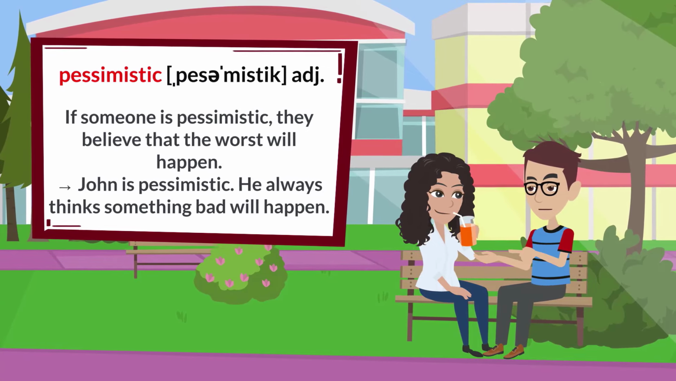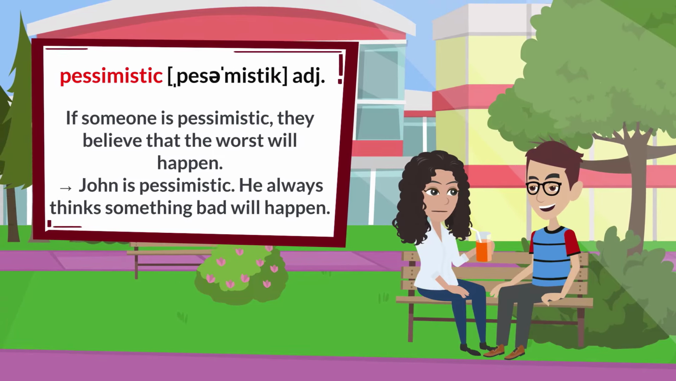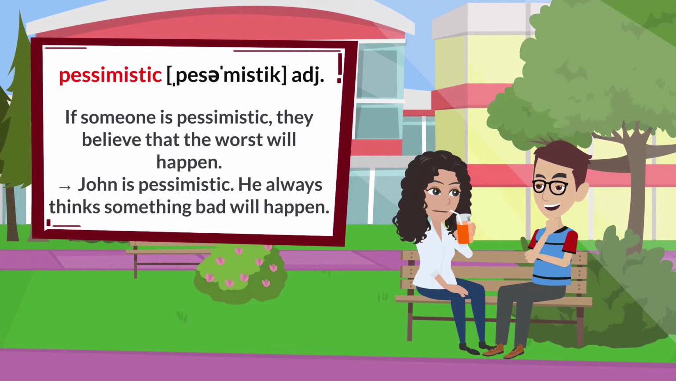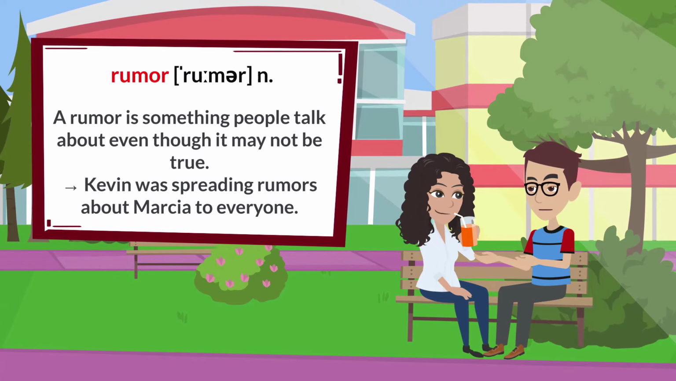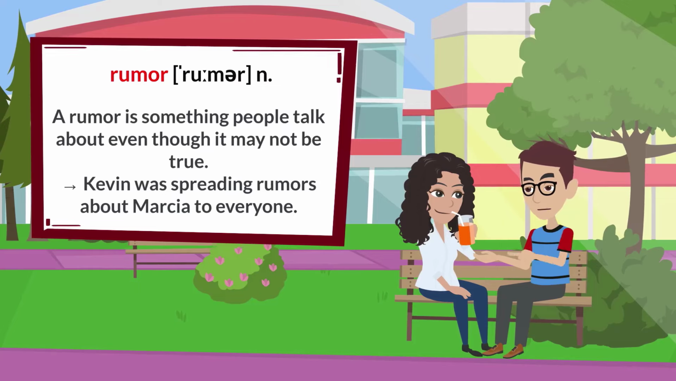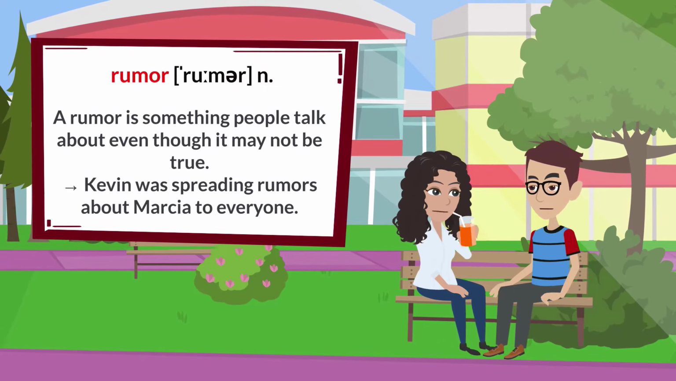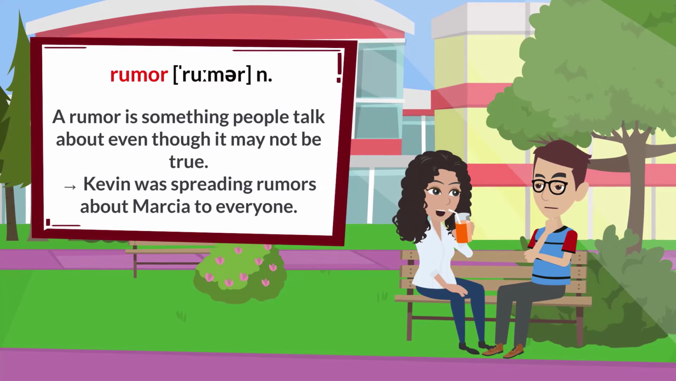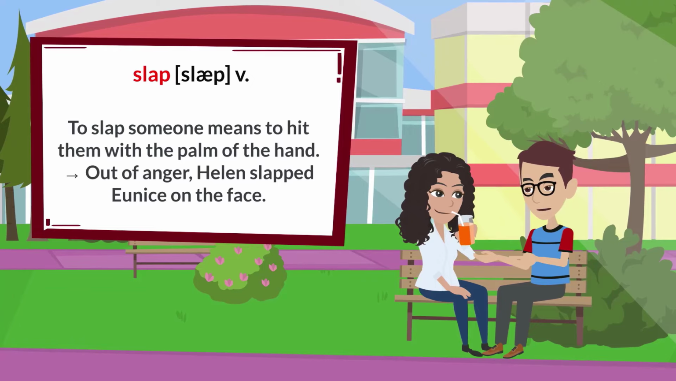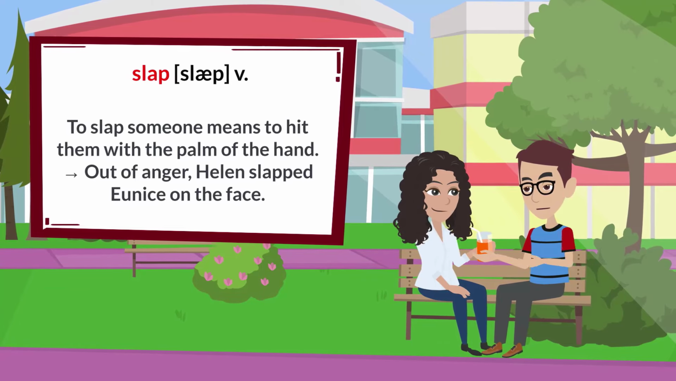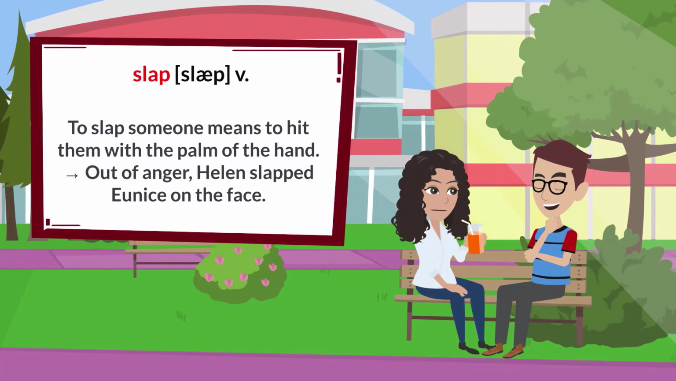Pessimistic. If someone is pessimistic, they believe that the worst will happen. John is pessimistic. He always thinks something bad will happen. Rumor. A rumor is something people talk about even though it may not be true. Kevin was spreading rumors about Marcia to everyone. Slap. To slap someone means to hit them with the palm of the hand. Out of anger, Helen slapped Eunice on the face.